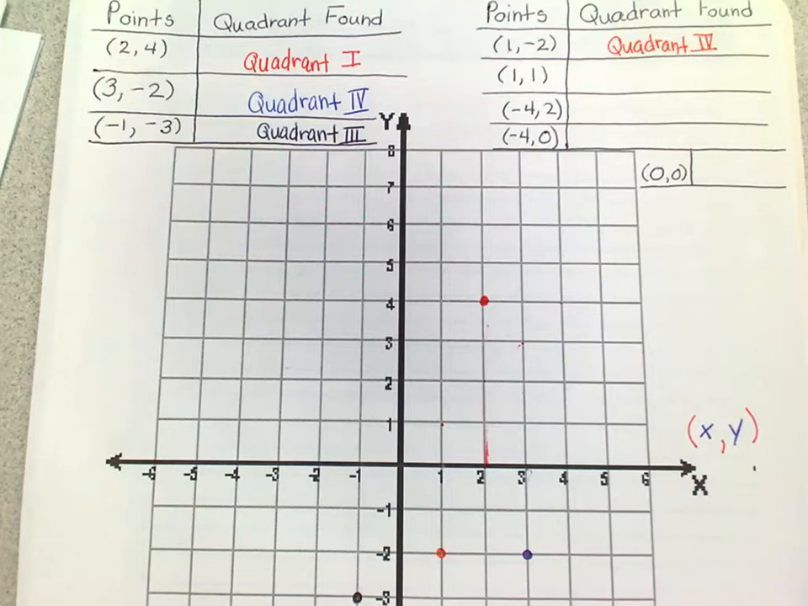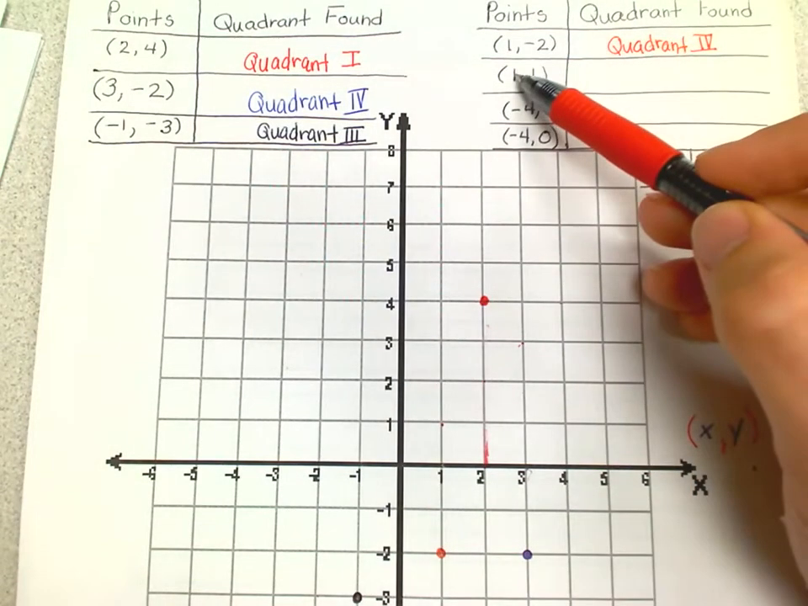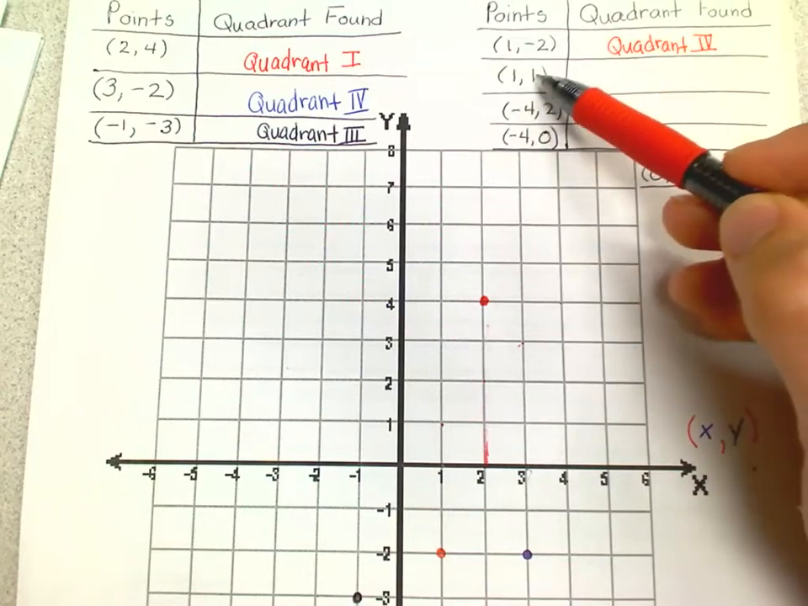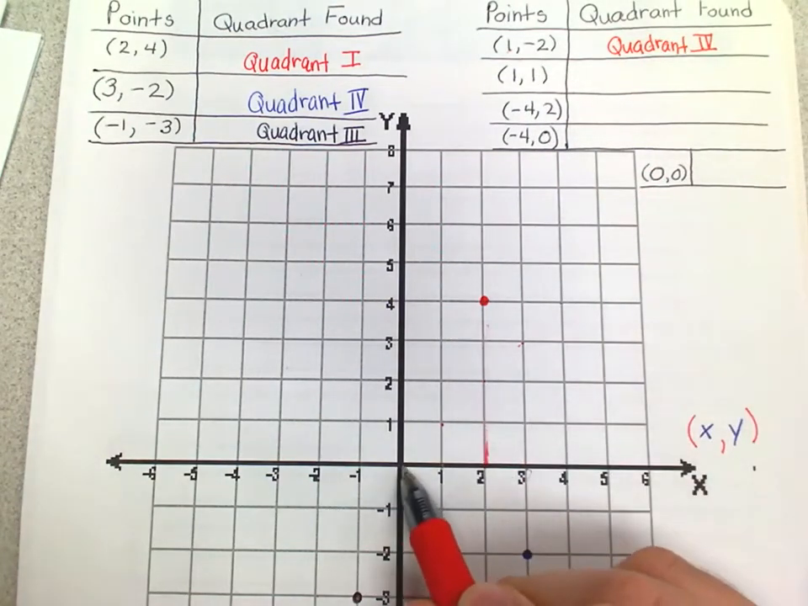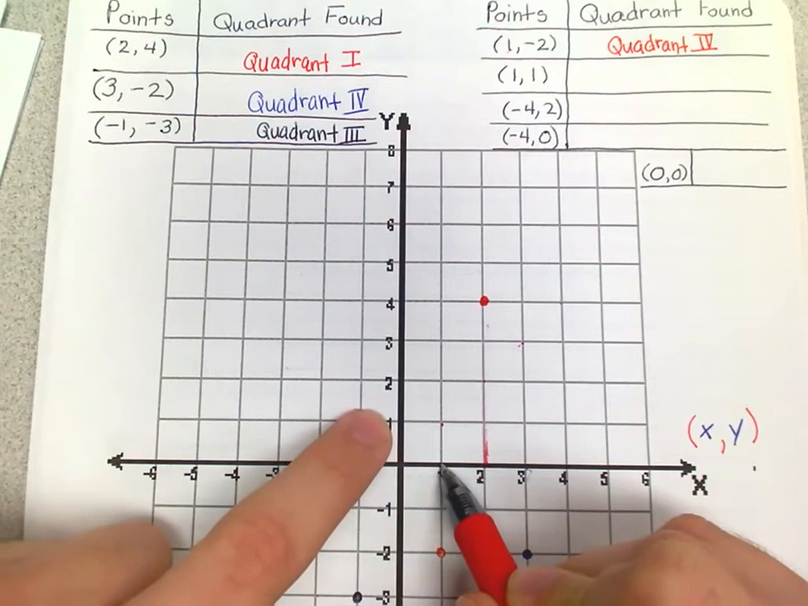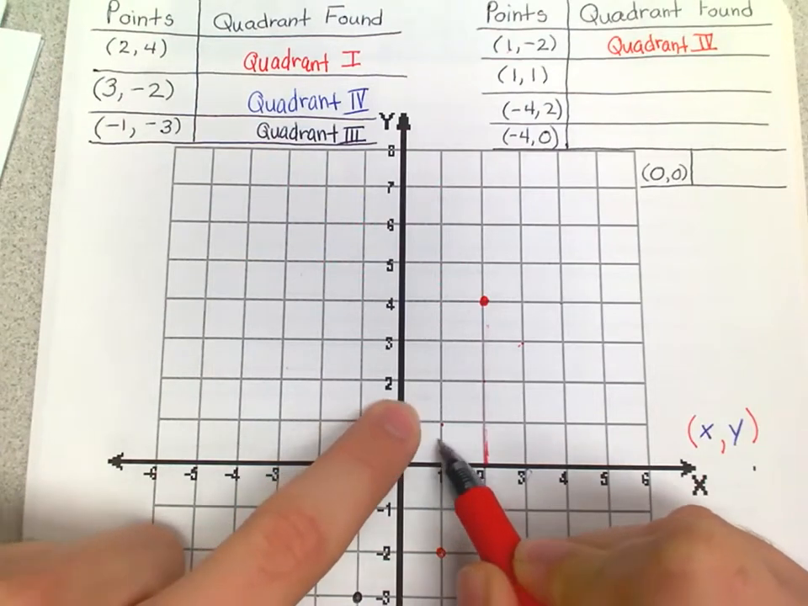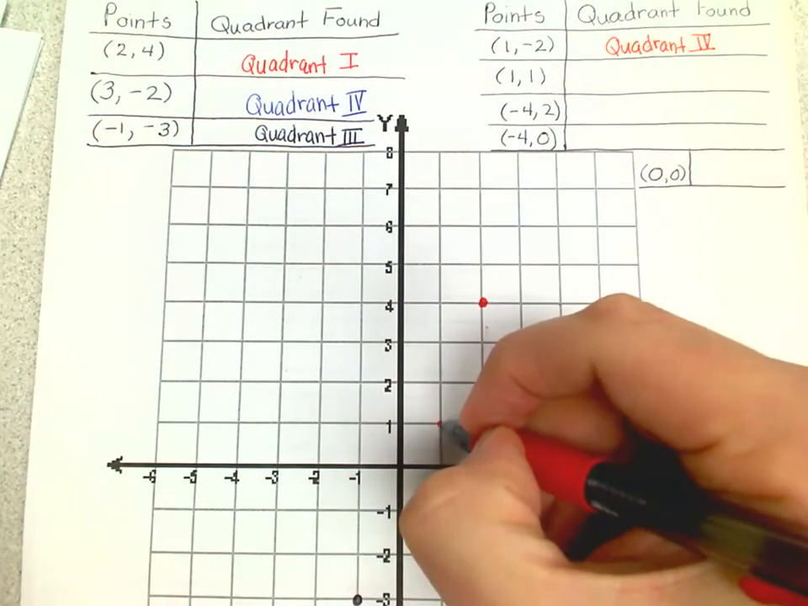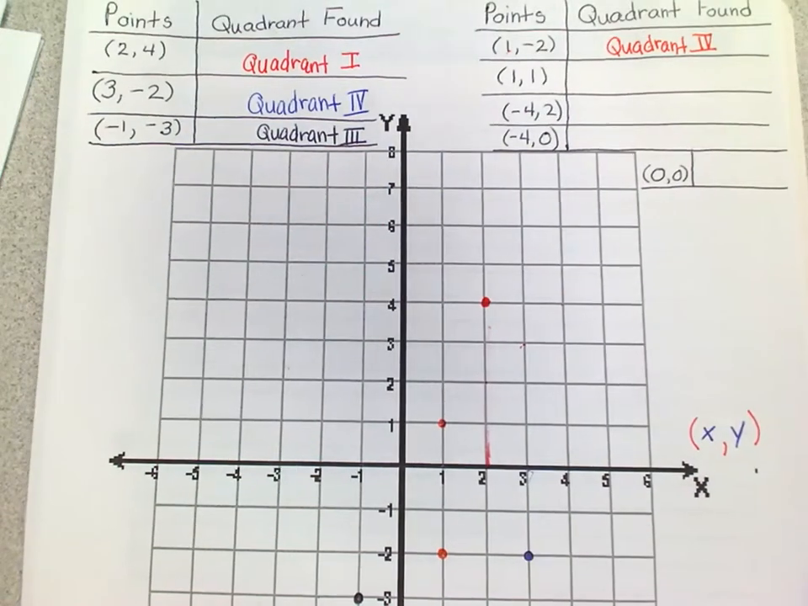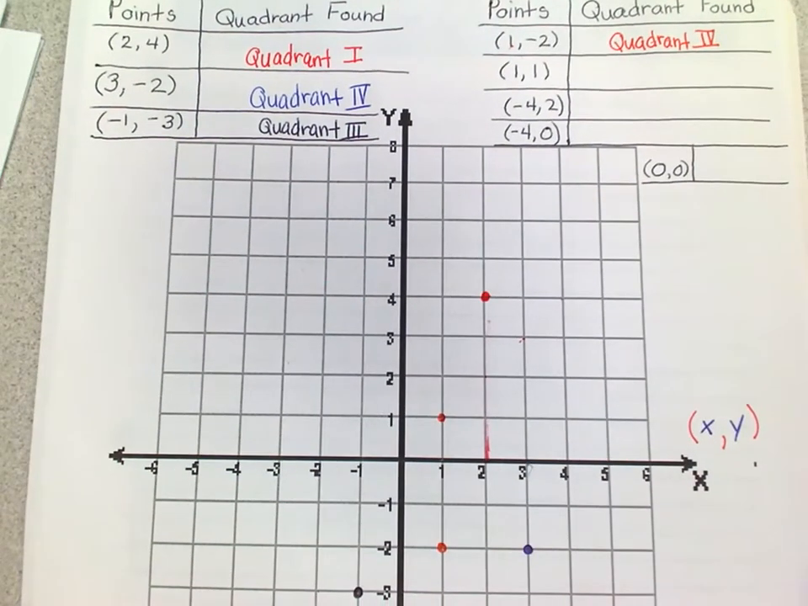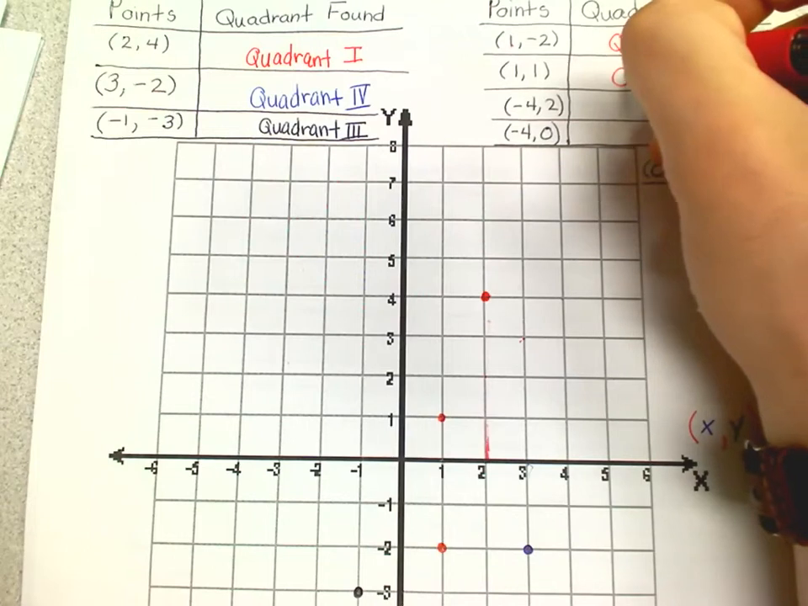Okay, the next one is point 1, 1. What we're doing for this point is finding when x is 1 and y is 1. So starting with x, we found 1, we have the 1 for y, which let our points meet, and there's the point 1, 1. Using our rules and our knowledge now, we know that will be in quadrant 1.